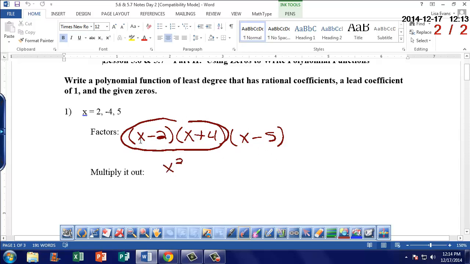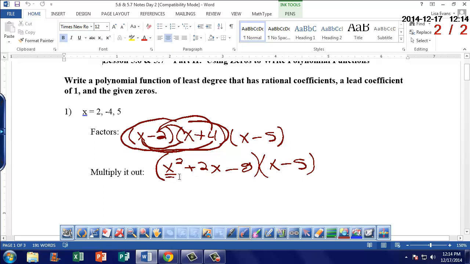Okay, so I get x squared. I get positive 4x minus 2x. That would be positive 2x. And then minus 8. That's what I get when I FOIL it all out. I'm combining the middle terms in my head. I'm not writing that step down. And then I'm going to multiply it by x minus 5.